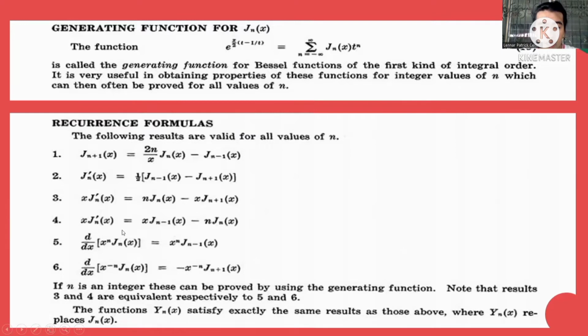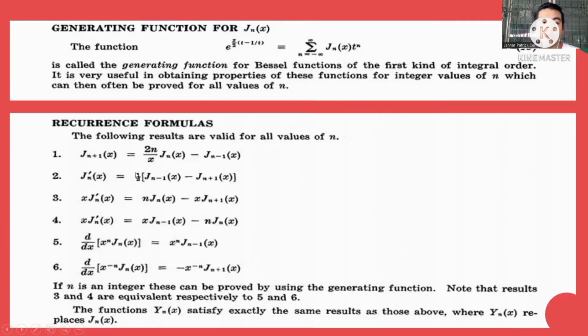And for the next number, number 4, x j sub n prime of x is equal to x j sub n minus 1 of x minus n j sub n of x. This d over dx of x to the n j sub n of x is equal to x to the n j sub n minus 1 of x.